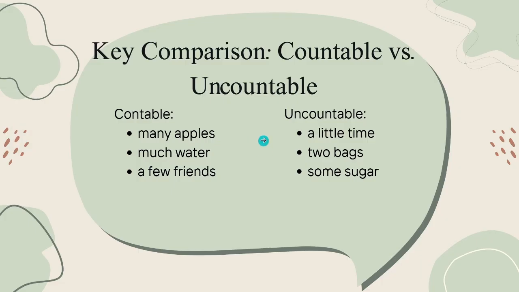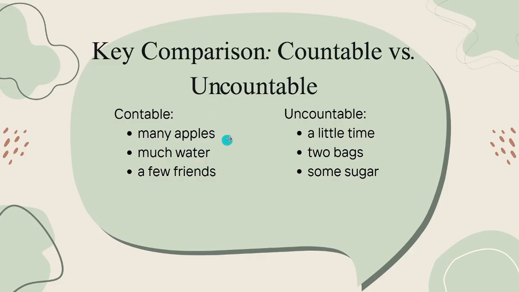Let me see. I think there is a little error that I made in this section, because apples is countable, yes, that's right. But water is uncountable, so there is a little mistake. I apologize for this. So let's see the real answer.